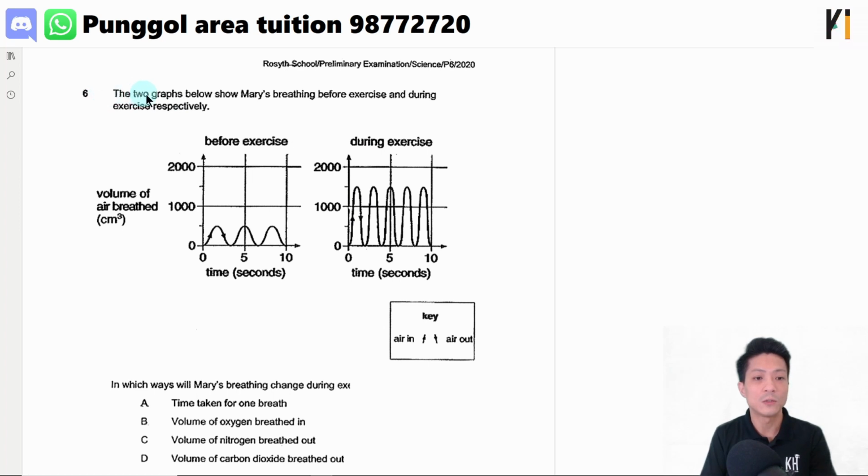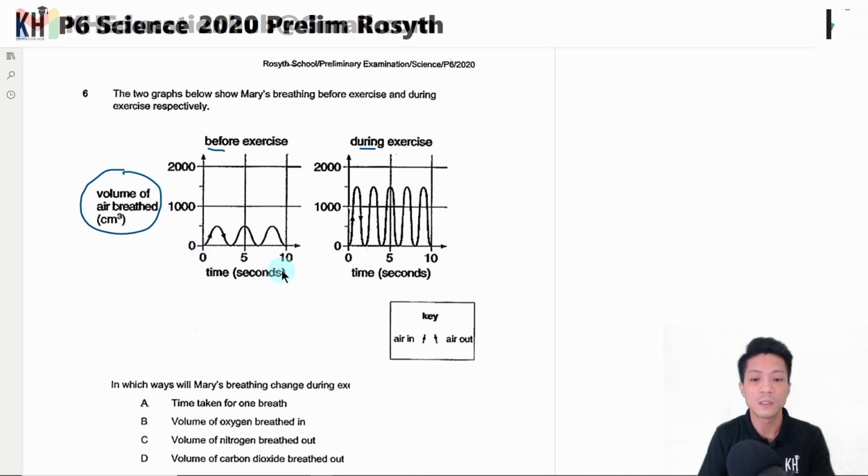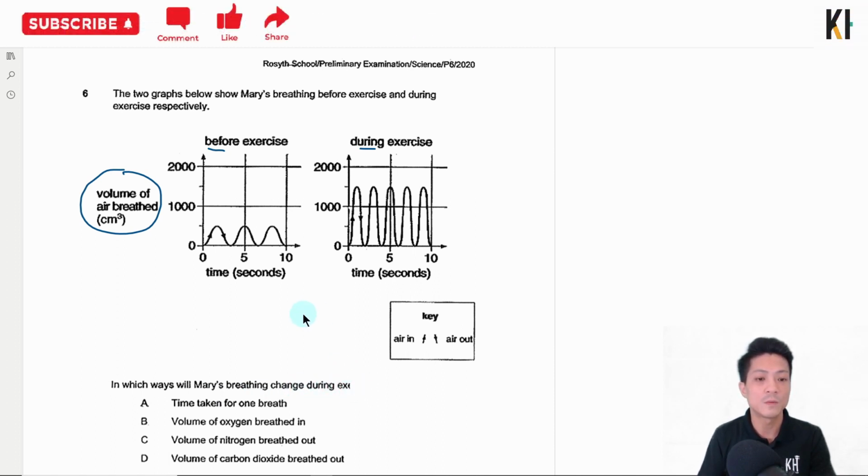Okay, question 6. The 2 graphs below show Mary's breathing before exercise and during exercise respectively. So this is before and this is during. We can see that it's showing the volume of air that is breathed. In which ways will Mary's breathing change during exercise? A few things that we can probably see is, this is when she breathes in, and this is when she breathes out.